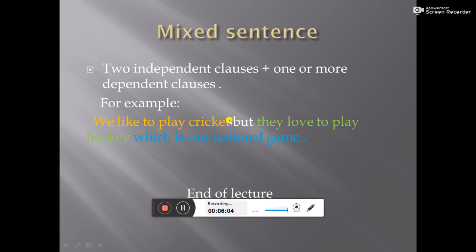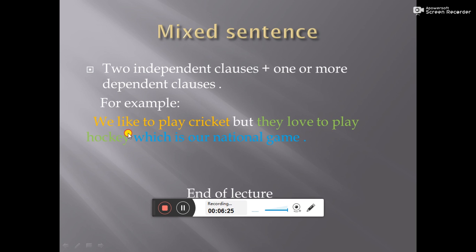Then leave this, but, as you know, this is a conjunction. It is joining both these two independent clauses. They love to play hockey. Again, this second clause is also giving you complete meaning. But if you see the third clause, which is our national game, so what is national game actually?